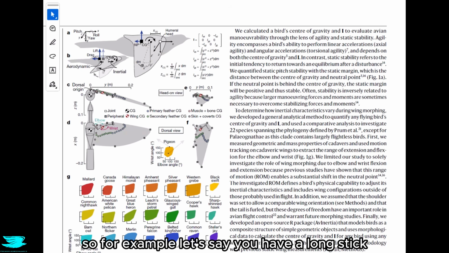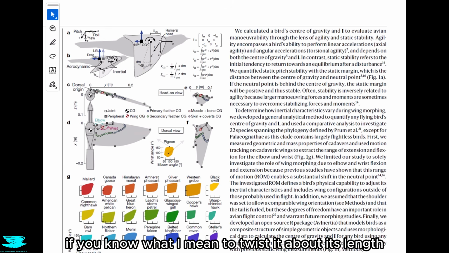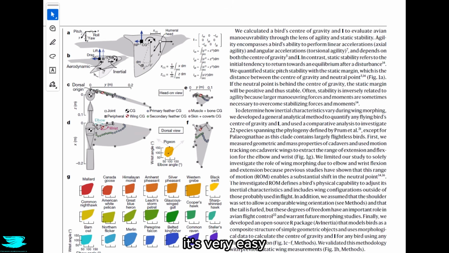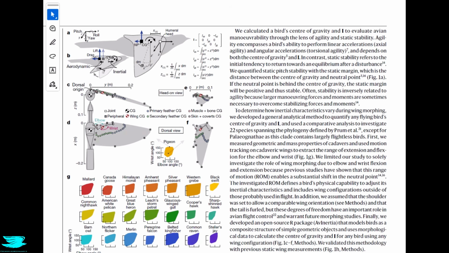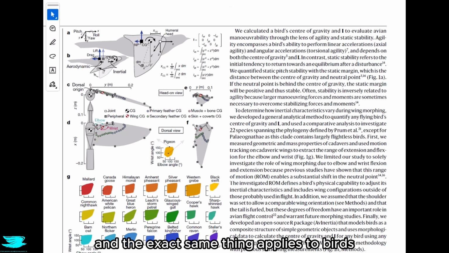So for example, let's say you have a long stick, if you know what I mean. To twist it about its length, it's very easy. But if you wanted to twist it end over end, then that is much harder, and you need to use more force to do so. That's because if you spin it around its length, the second moment of inertia in that direction is very small. Twisting it end over end, though, means that you have a much greater second moment of inertia to overcome.